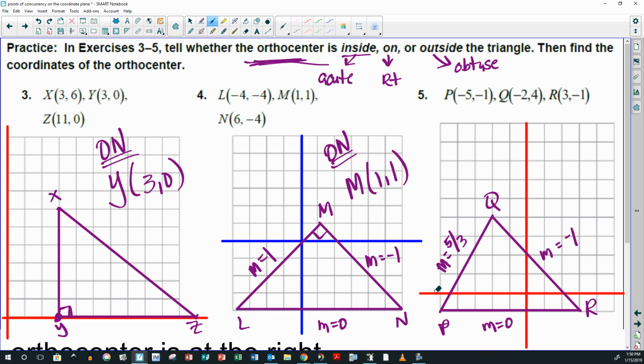So now I have the point that's opposite, agreed? And I have a slope. Well, the perpendicular slope is going to be 1. So since I have a point and a slope, I can do point slope to get my altitude. I have to have 2 altitudes so I can see where they intersect.